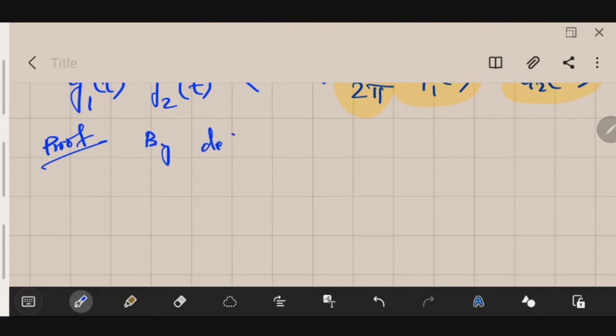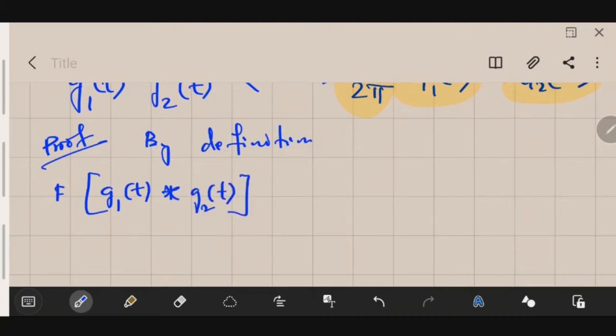So by definition, we know that the Fourier transform of g1 of t convolved with g2 of t could be written in this way. First, we write the convolution formula, which we already know. It is the integral from minus infinity to infinity of g1 of tau times g2 of t minus tau d tau. Okay, so this was the formula for convolution.